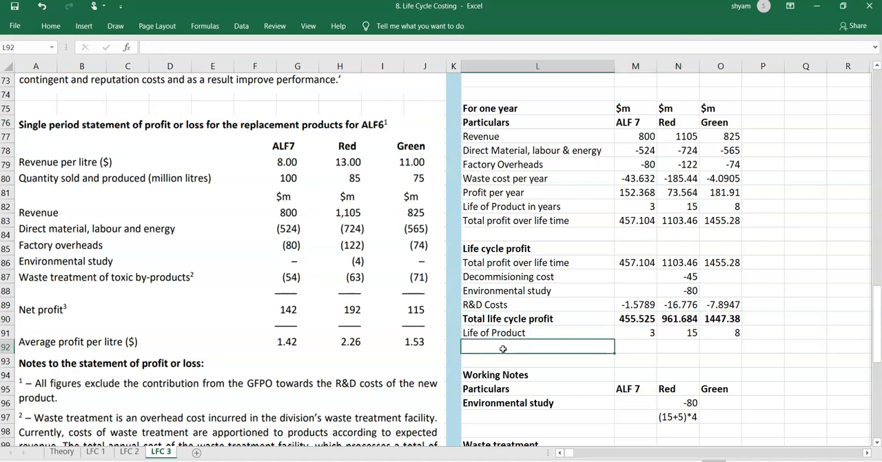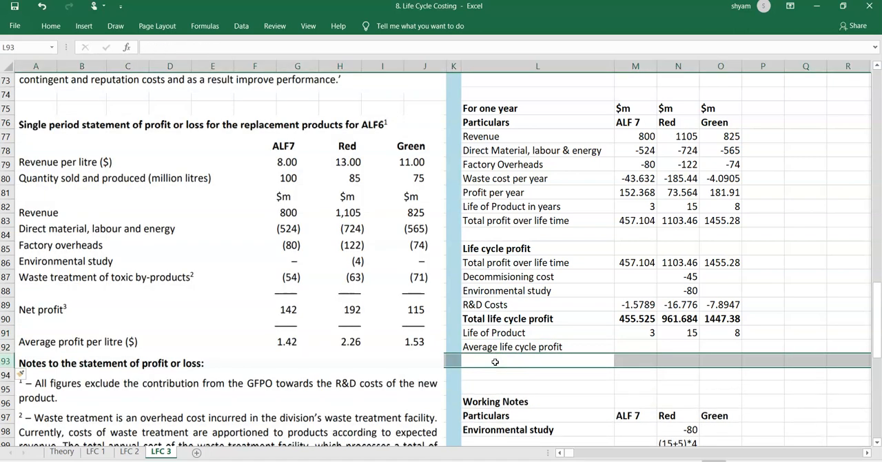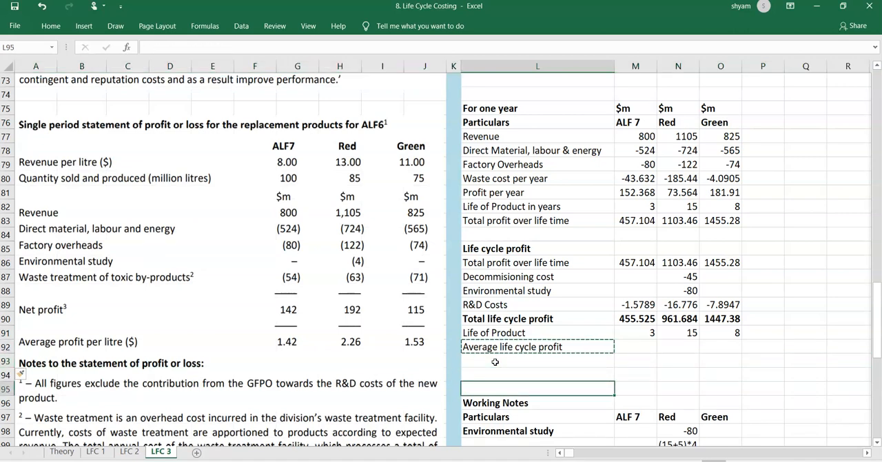So we have to do two things here. One, we have to find out the average life cycle profit. We don't want the full one. And thereafter it doesn't end. It ends with average life cycle profit per liter. For 1 liter, what would be the profit he wants? So to find out, we need the liters produced and sold. That also we require.